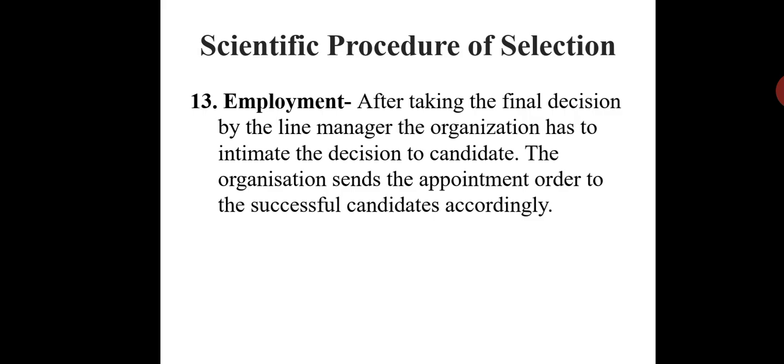So this was the whole process of selection. There are a total of 13 steps, and not every step happens. You can skip a few according to the need of the organization, the job requirement, and the job specification. Some steps can be skipped, some steps are compulsorily taken.